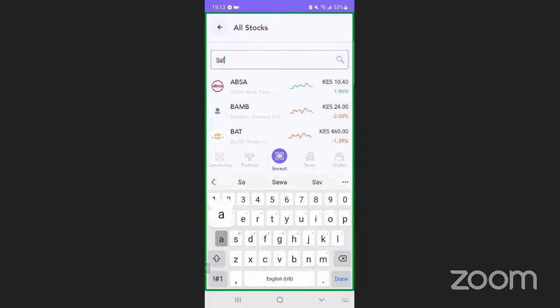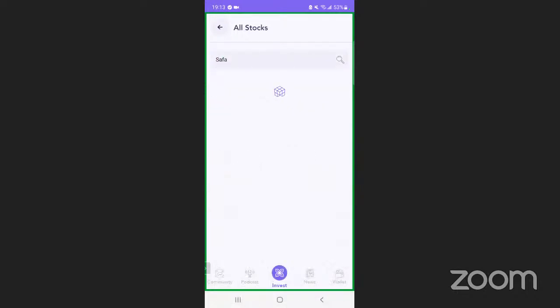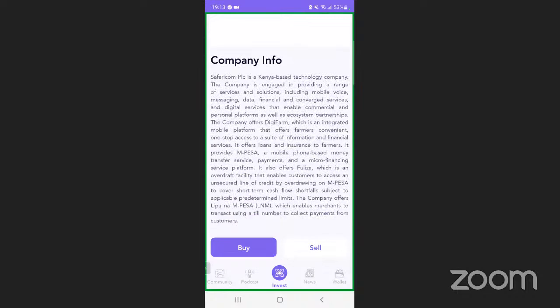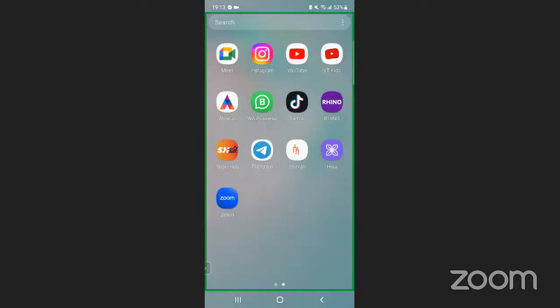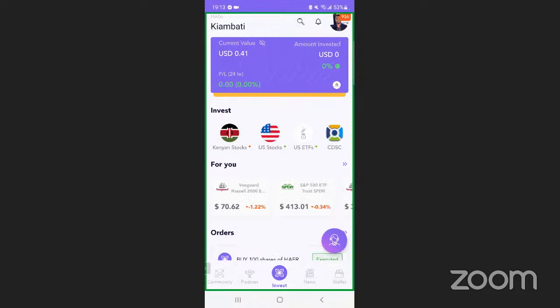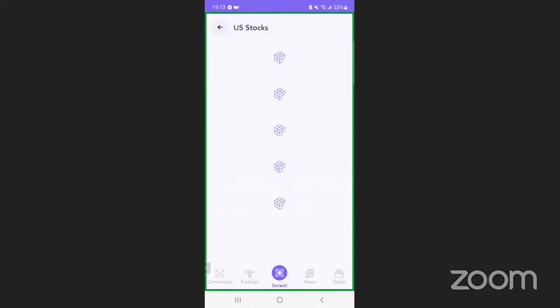So Safaricom. So let's assume now you've already read the company info. Let's go to buying the exact stock. Apologies, my phone is sort of misbehaving, but anyway. So let's go to the US stocks actually.